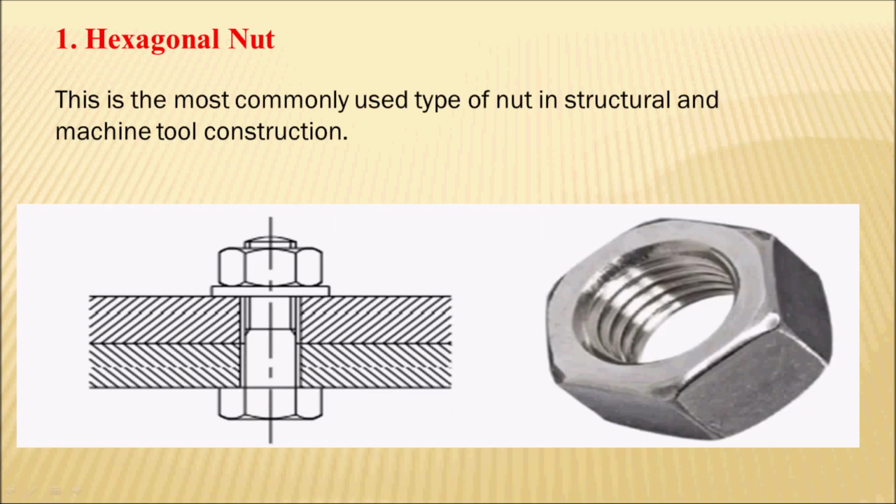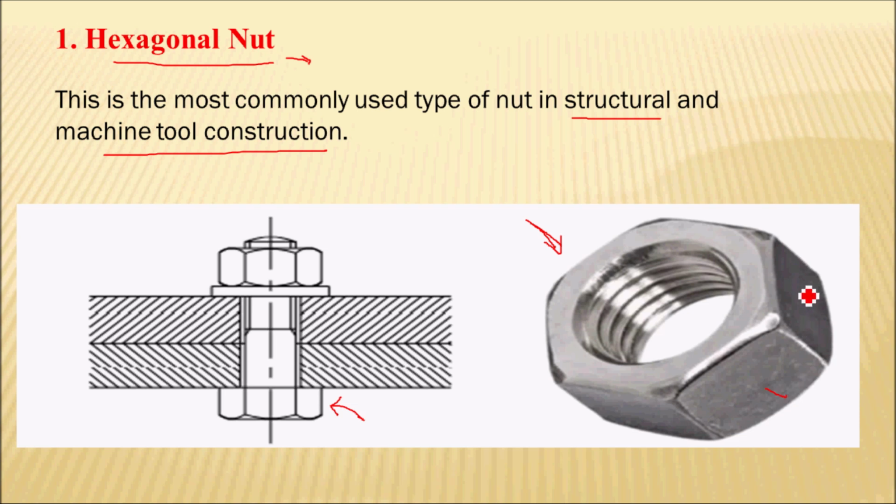The first one is the hexagonal nut. Hexagonal nut is the most common form of nut, which you can see in the image. This is the most widely used nut in many applications. They are used in structural and also machine tool construction applications. This hexagonal nut is hexagonal in shape. That's why it is called a hexagonal nut. And it is used in pair with the hexagonal bolt.